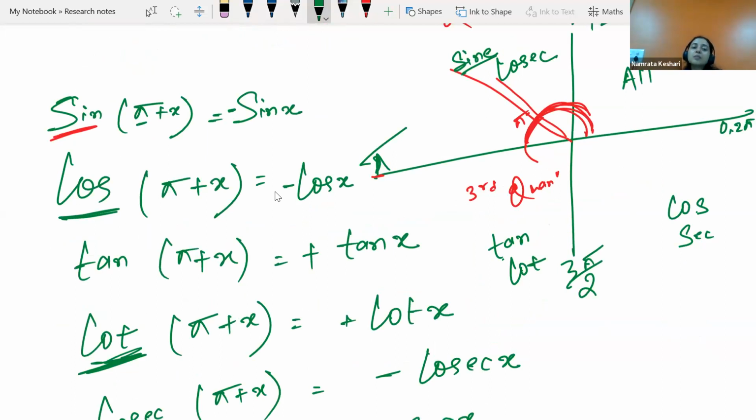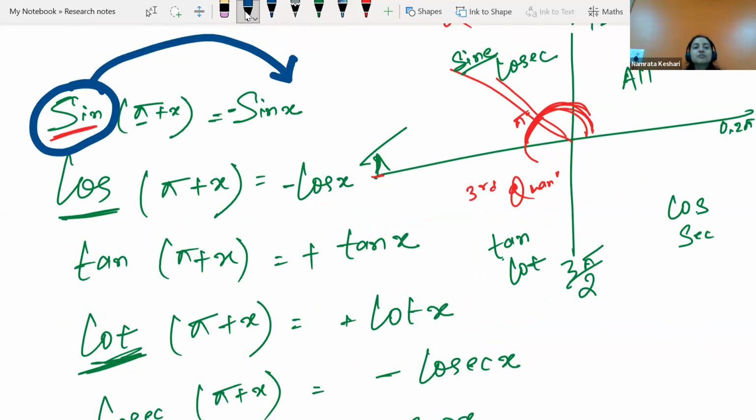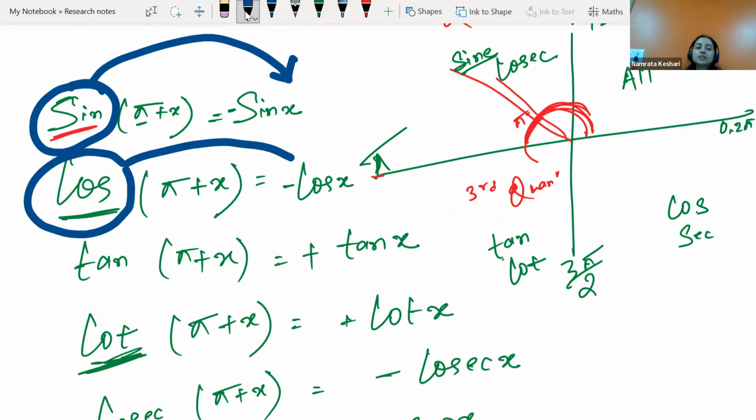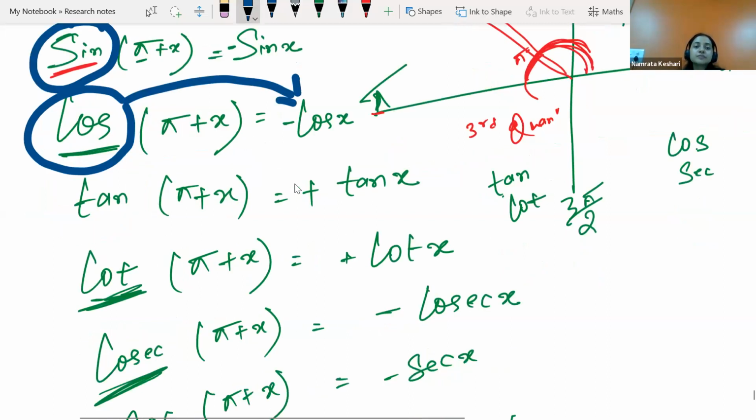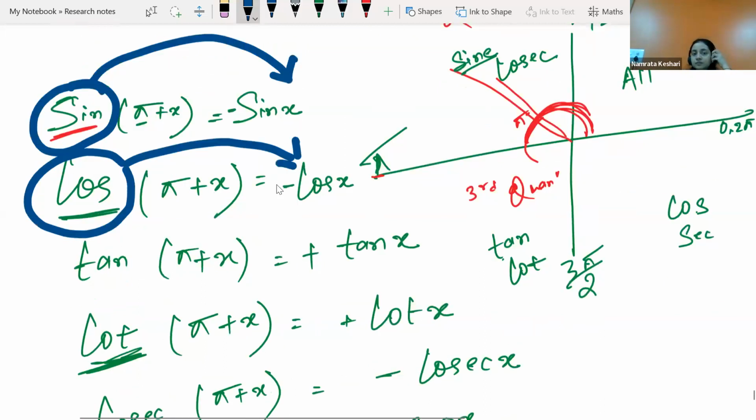Yes, I was explaining that pi plus x is lying in which quadrant? Third quadrant. And in the third quadrant, sine is negative, right? Yes, ma'am. So the output it is creating is negative. Similarly, in the third quadrant, cos is negative, and hence the output is negative. Are you getting it? Ali, are you getting it? Yes, ma'am.